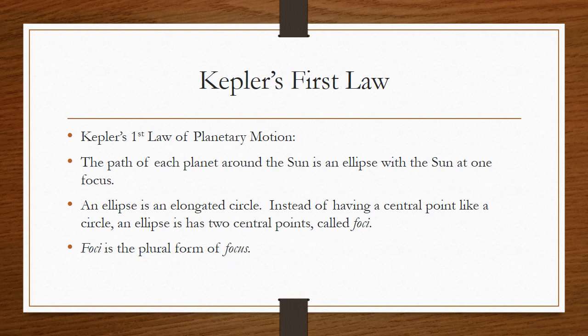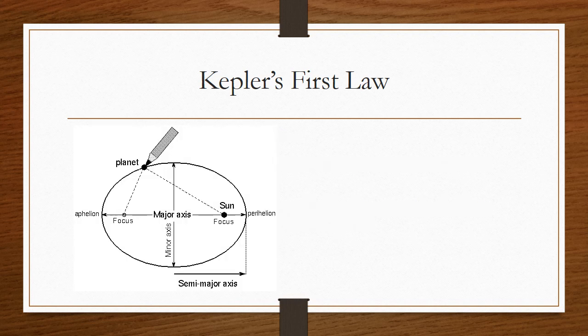And foci is the plural form of focus. So if it has more than one focus, it has foci. I'll show a picture of this on the next slide so it makes a little bit more sense. So here, if the Sun is at this focus, there's another focus over here somewhere. It's just an empty point in space. But the planet sweeps out this oval shape, called an ellipse, around the Sun. Notice the Sun is not at the center of that ellipse. It's on one of the 2 focus points.